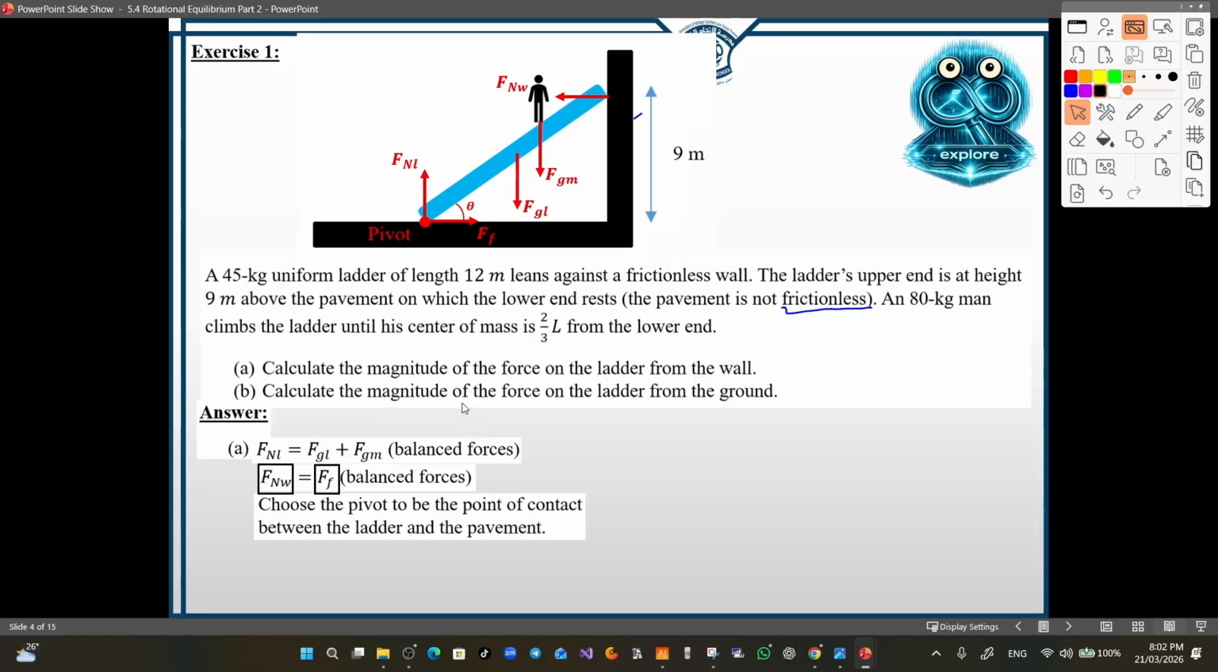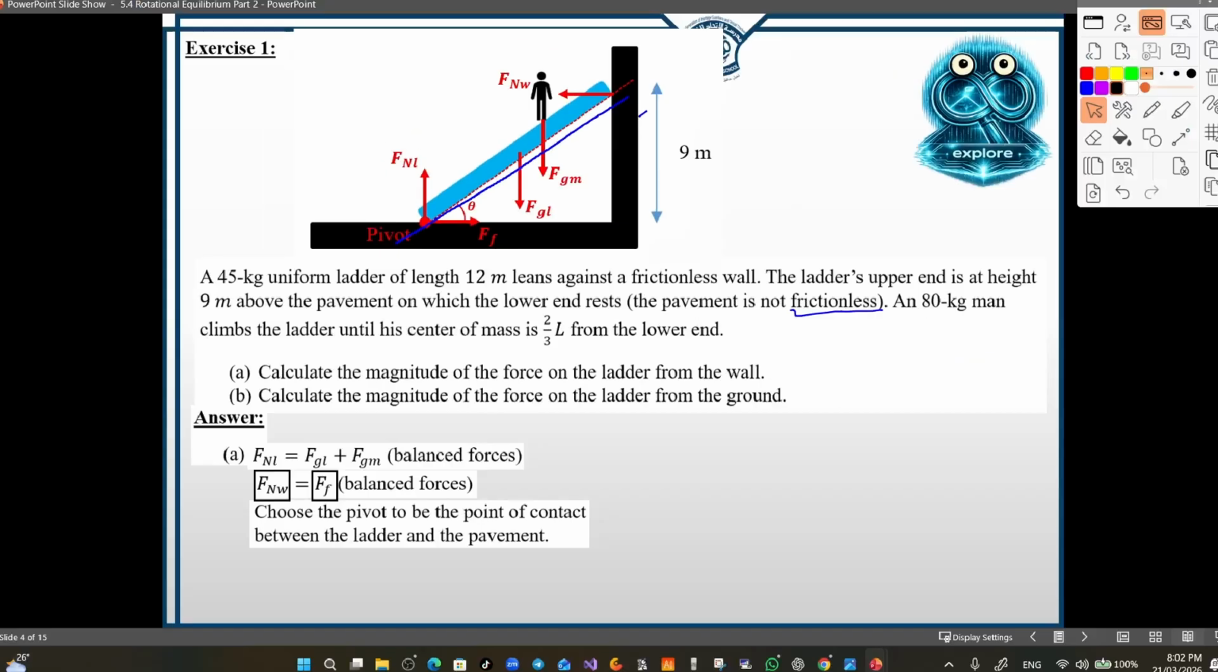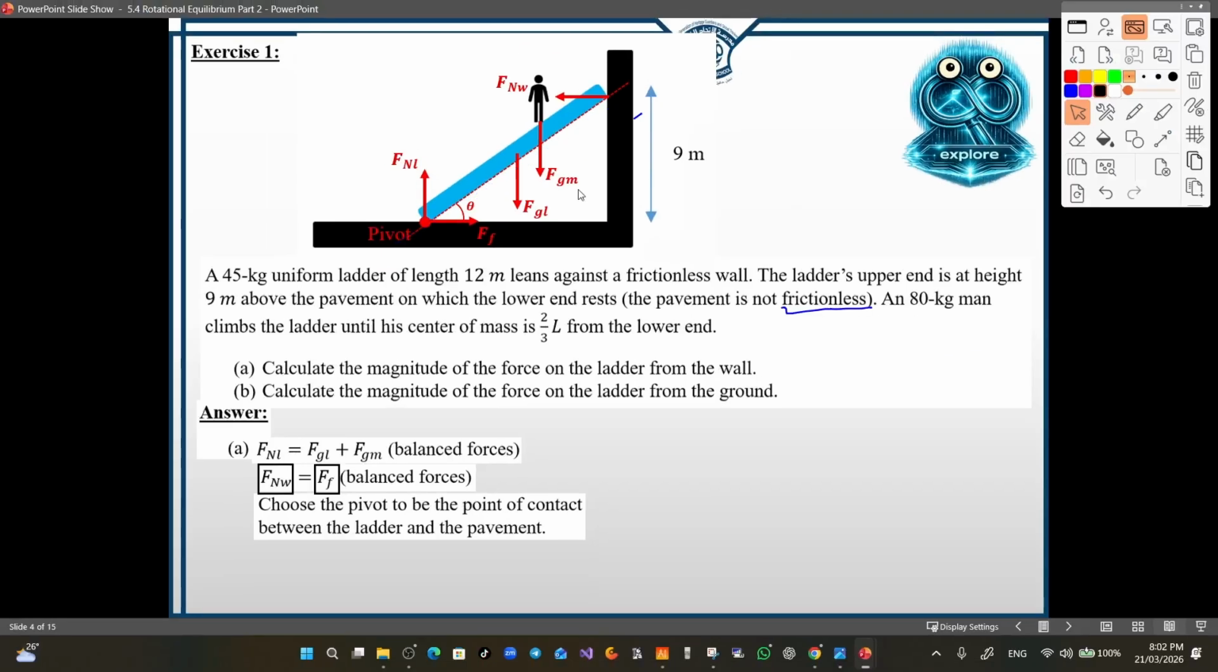Now let's draw the tangential direction and the radial direction. The radial direction should pass through the ladder, through the pivot, and this is here the radial direction. And remember, the tangential direction should always be perpendicular to the radial direction.